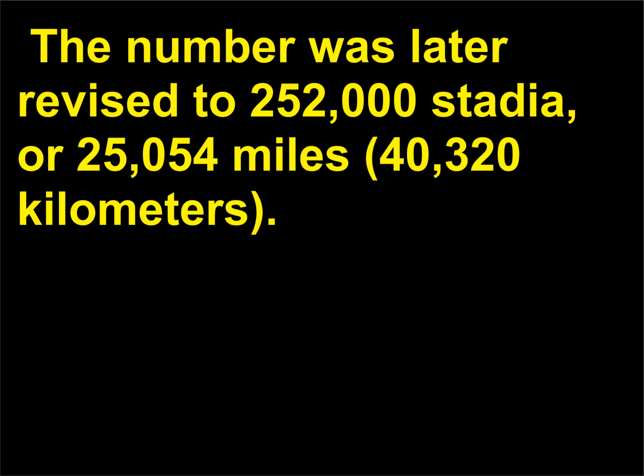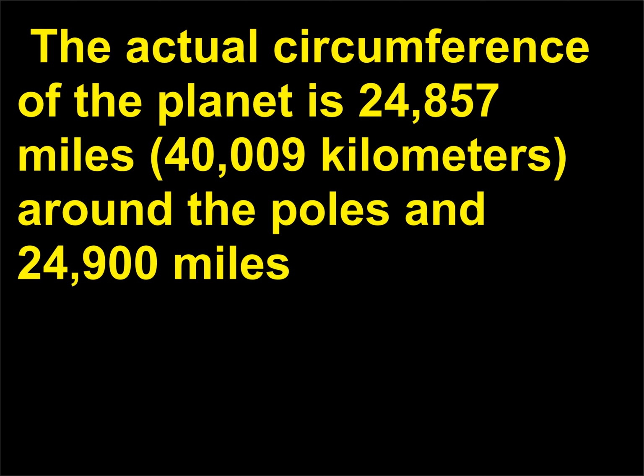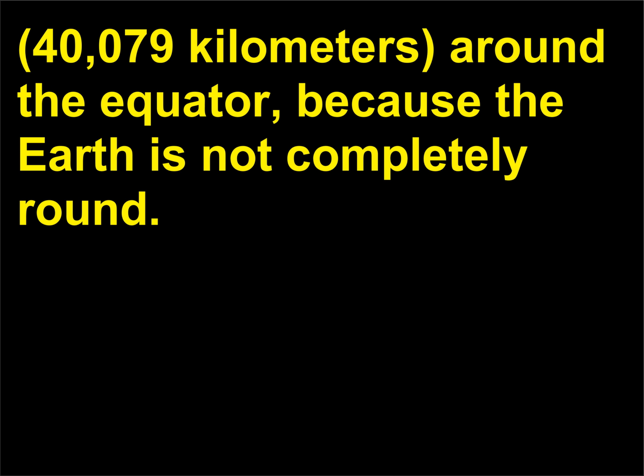The number was later revised to 252,000 stadia, or 25,054 miles, 40,320 kilometers. The actual circumference of the planet is 24,857 miles, 40,009 kilometers, around the poles, and 24,900 miles, 40,079 kilometers, around the equator, because the Earth is not completely round.